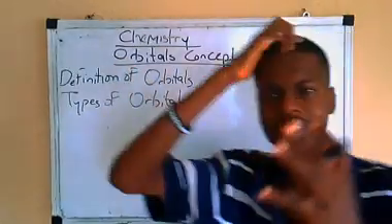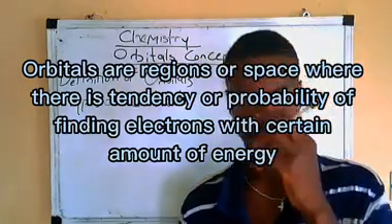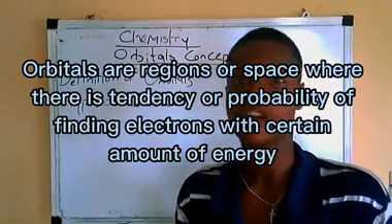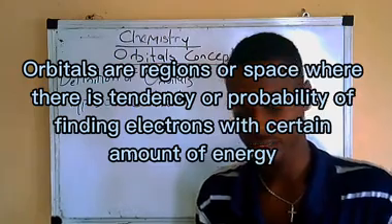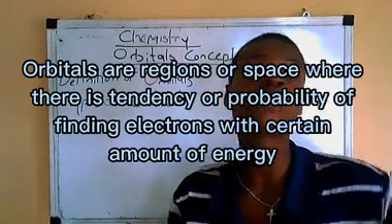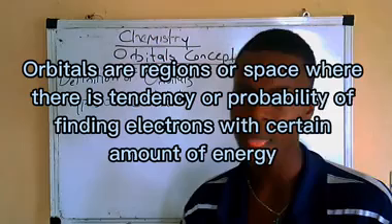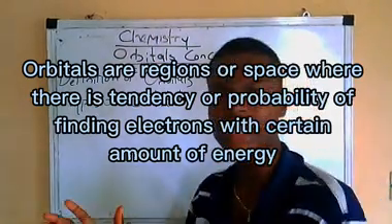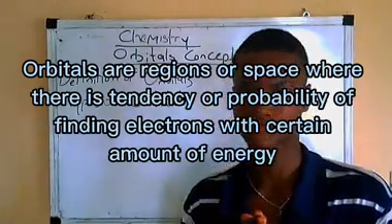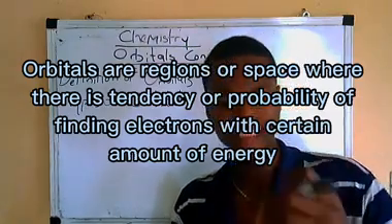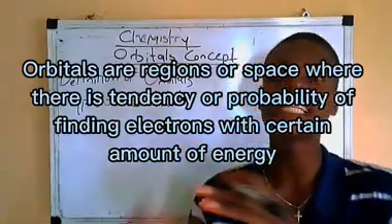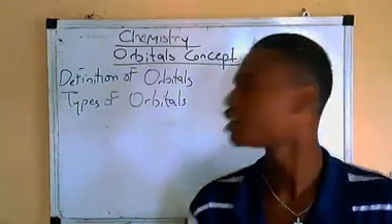What's the definition of an orbital? An orbital is a region of space where there is tendency or probability of finding electrons with a certain amount of energy. Are you getting me now? So an orbital is a region of space where there is tendency of finding electrons with a certain amount of energy.